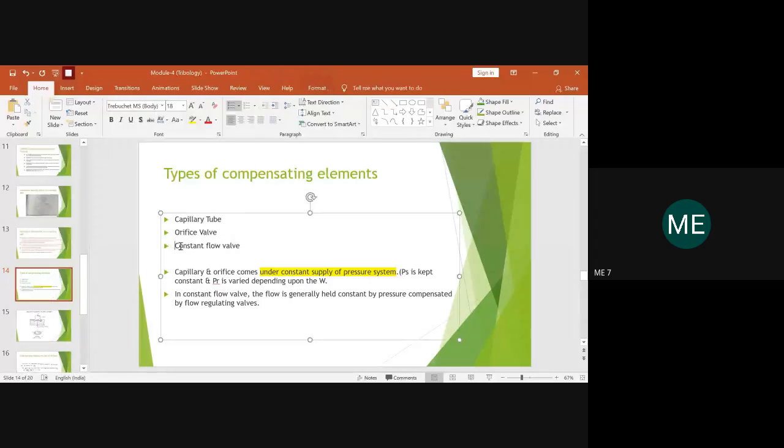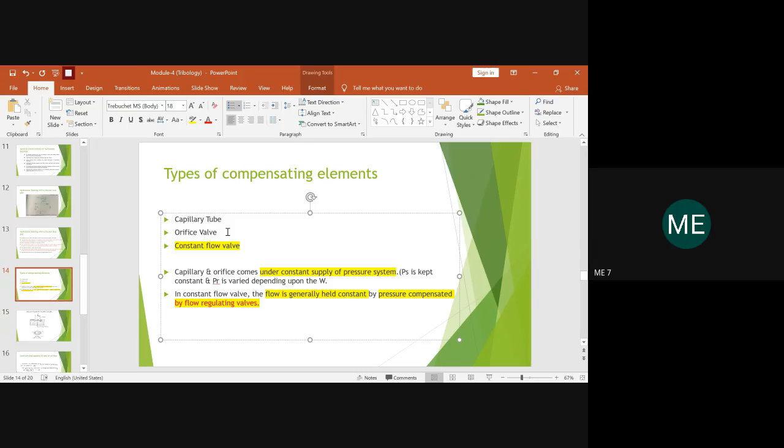And lastly, we have the last category, which is the constant flow valve. So what happens in the case of a constant flow valve? In this, the flow is generally held constant. But how? By pressure compensation. How are the pressures compensated? Here they use flow regulating valves. In the first one it is a capillary tube, second is an orifice. In the case of the constant flow valve, they use regulating valves, which will regulate the required amount of pressure.